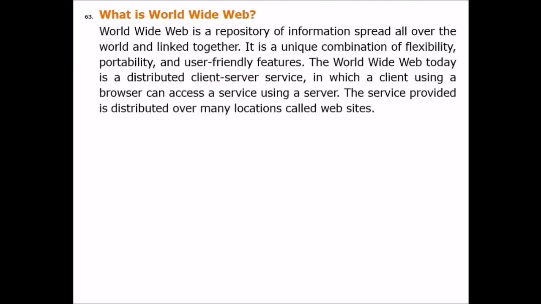What is the World Wide Web? WWW. The World Wide Web is a repository of information spread all over the world and linked together. It is a unique combination of flexibility, portability, and user-friendly features. So today the WWW is a distributed client-server service in which a client using a browser can access a service using a server. The service provided is distributed over many locations called websites.